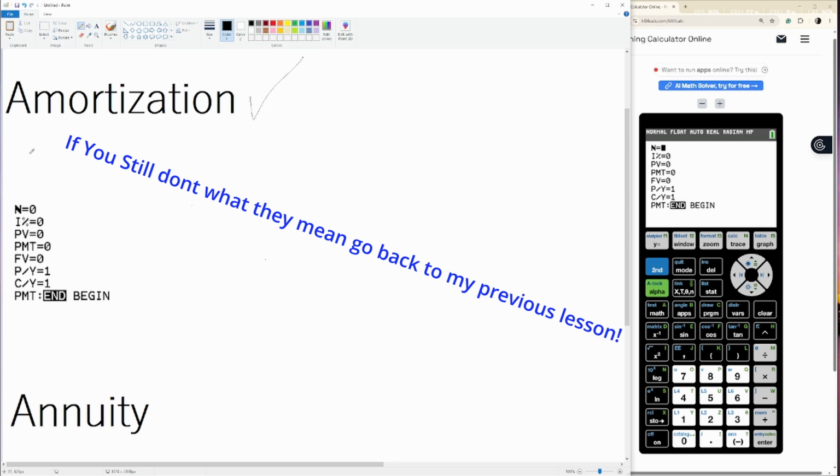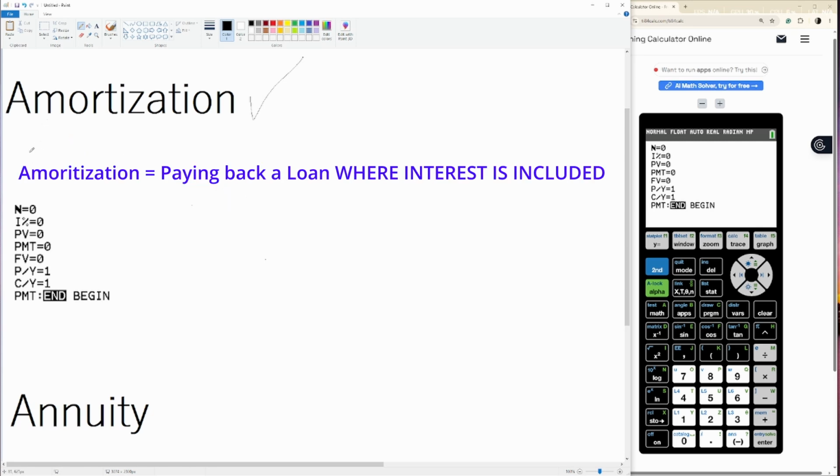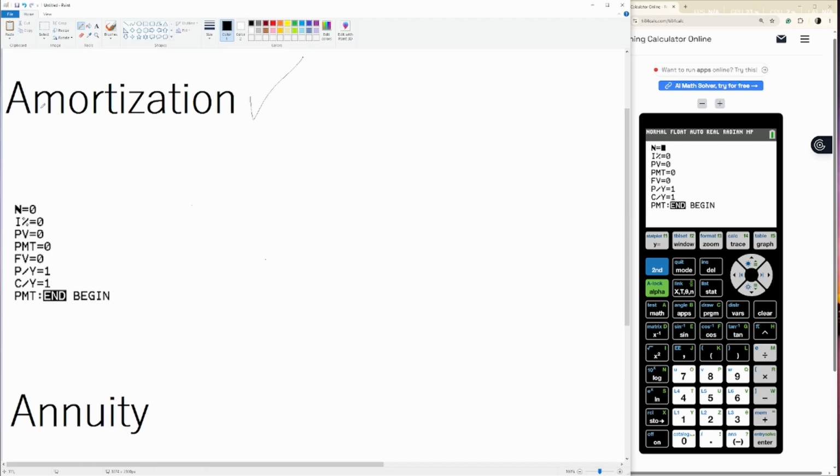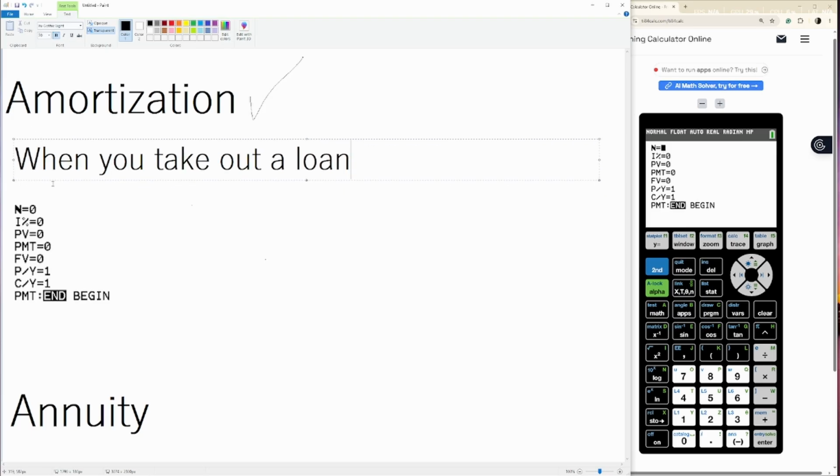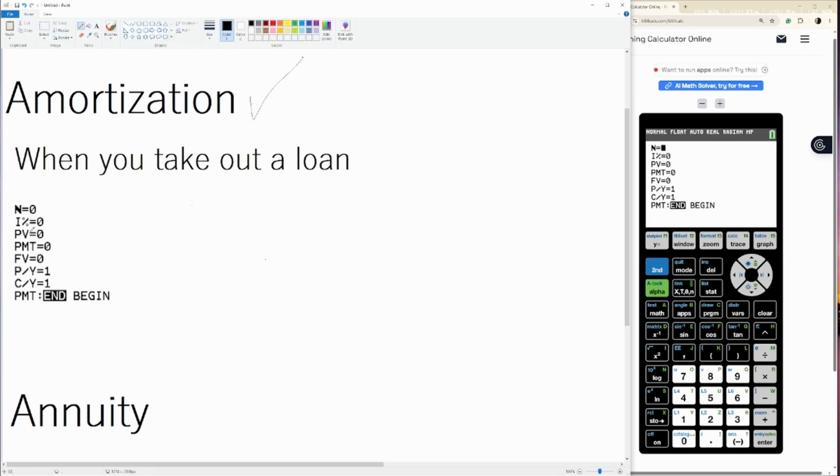However, amortization is simply the process, now I want you to remember this, of paying back a loan where interest is involved. And you can do this very easily just by using the TMV solver, and you always have to know that when you take out the loan, in the TMV solver, the present value will always be negative. Let's say, for example, negative 10,000 if that's your loan.